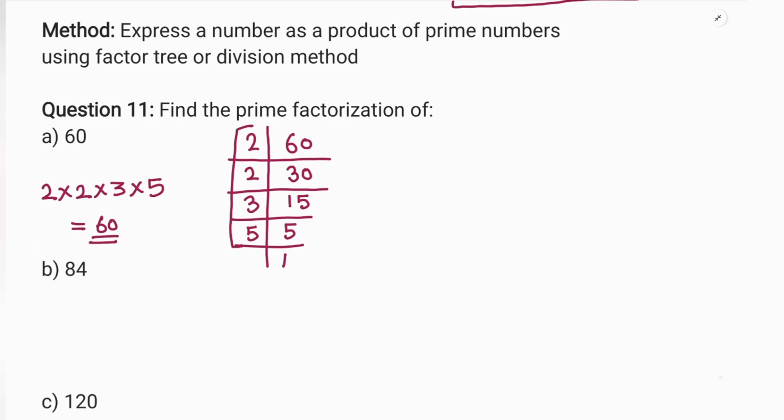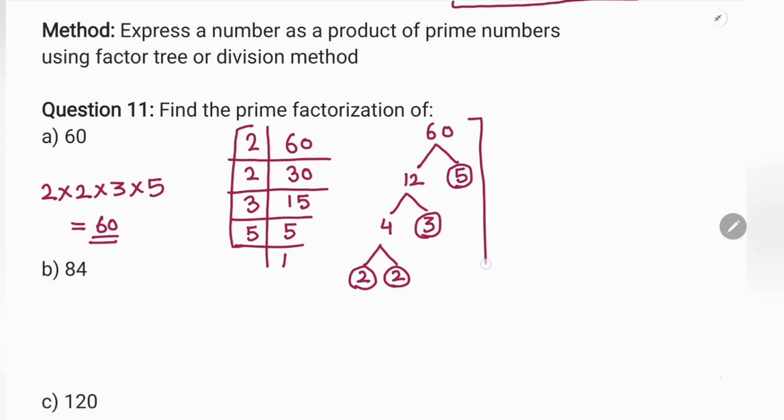We can use the factor tree as well. How? 60 is 12 times 5. Now 5 is a prime, so you will leave it here. 12 is what? 4 times 3, right? And 4 is what? 2 times 2. So you got 2, 2, 3, 5. You can do it with this method as well, but I prefer the division method more. So you can use any method.